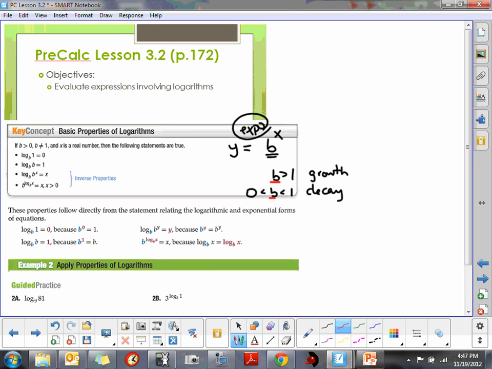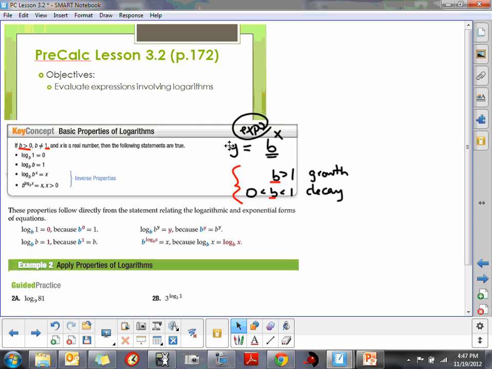So they're saying for any base that's greater than 0 but not equal to 1, that's really relating the same information that we have here, only in logarithms. And since logarithms are the inverse of exponentials, they're going to have some very closely related ties to it. Then the following statements are true.